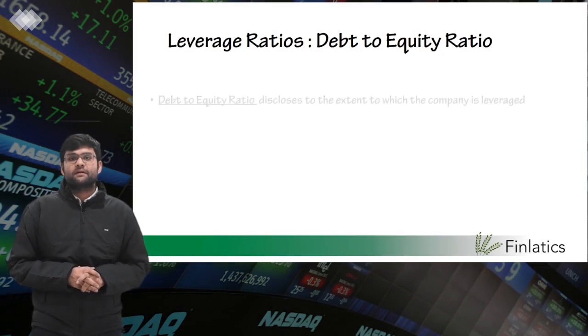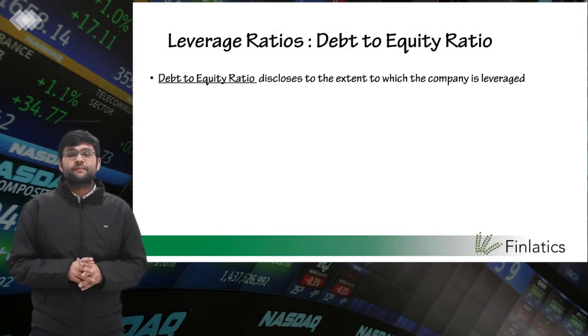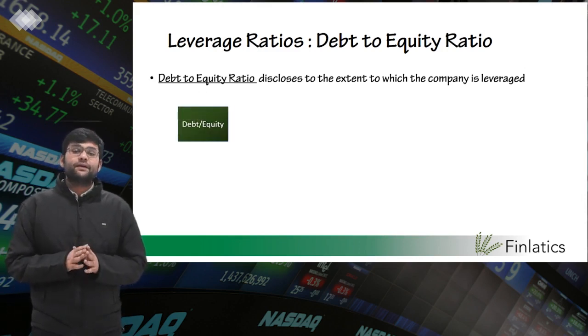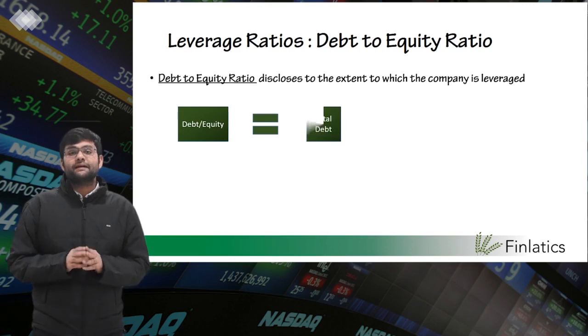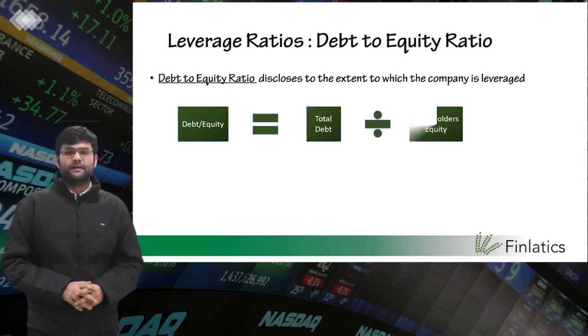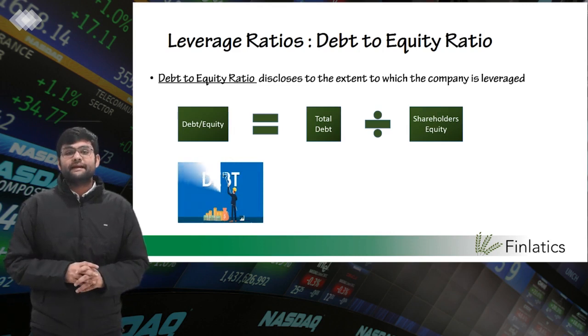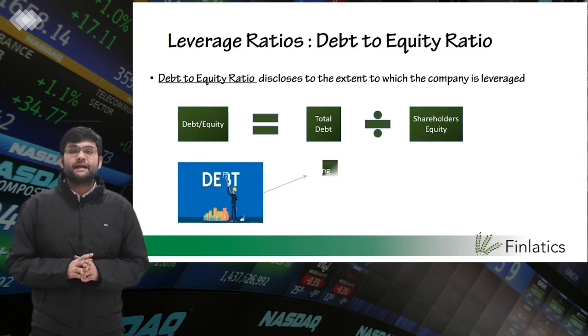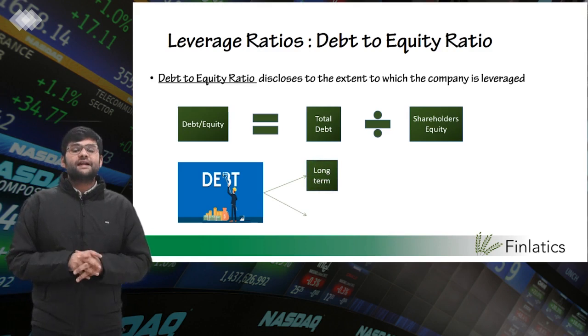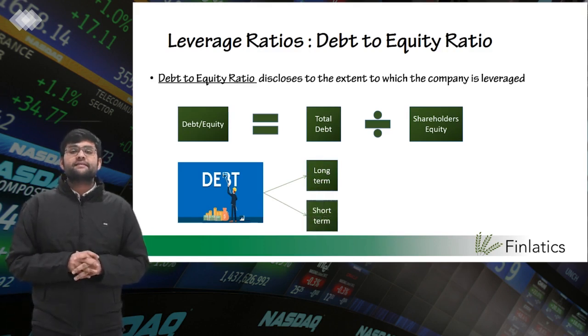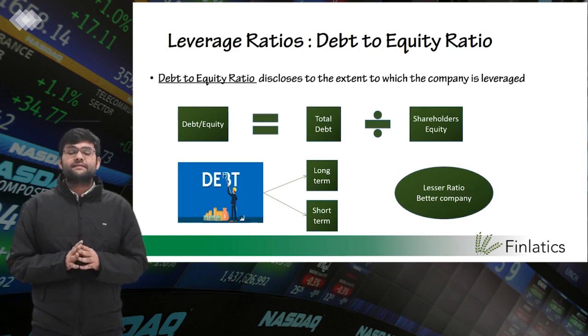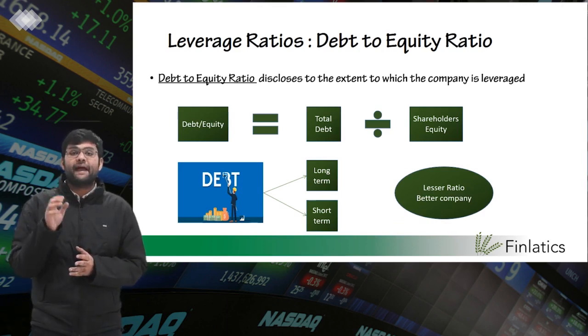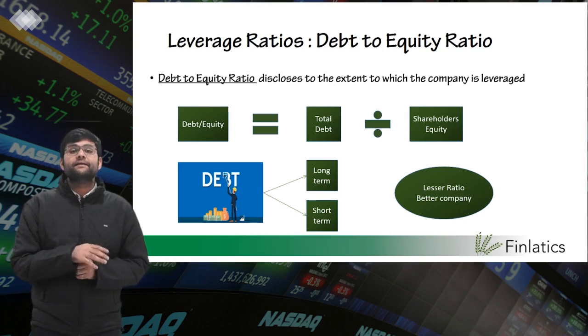After debt ratio, the second leverage ratio that we will look at is debt to equity ratio. Debt to equity ratio simply measures the extent to which the company is leveraged. Debt to equity ratio is equal to total debt divided by shareholders' equity. Here, total debt consists of both long-term debt and short-term debt. Generally, a lower ratio is considered healthy, as this means that there is more proportion of equity in the company as compared to debt.